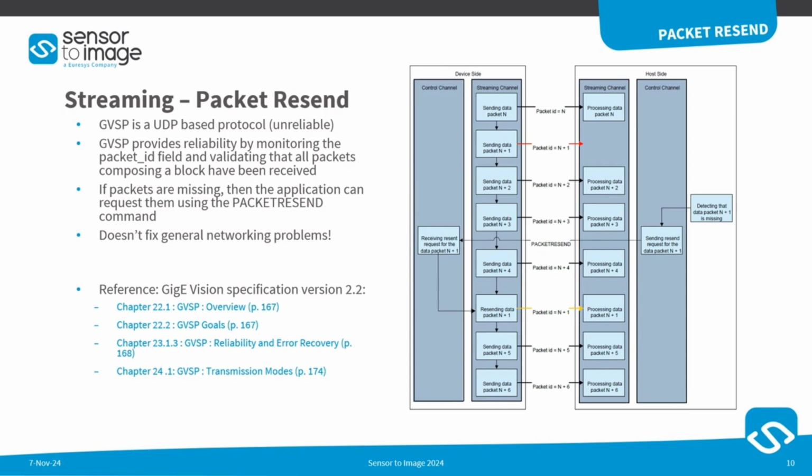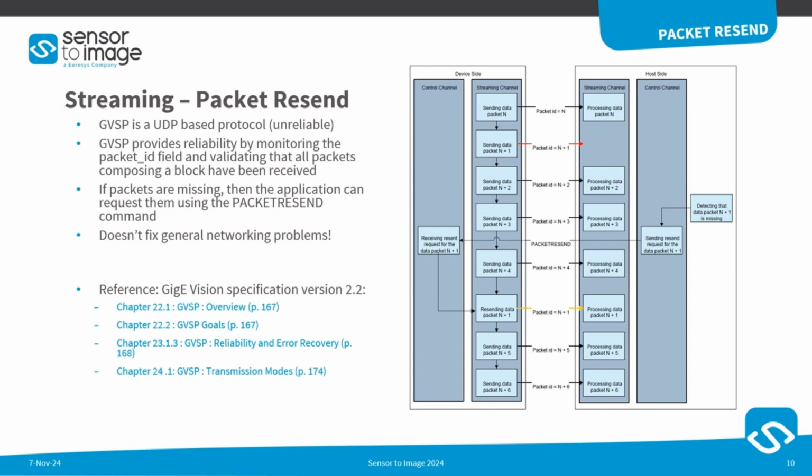But beware, this mechanism works fine for occasional packet loss, but it doesn't fix general network or configuration problems. That means the baseline for the streaming should be 0 packet loss. The packet resend is only an additional method to increase reliability.